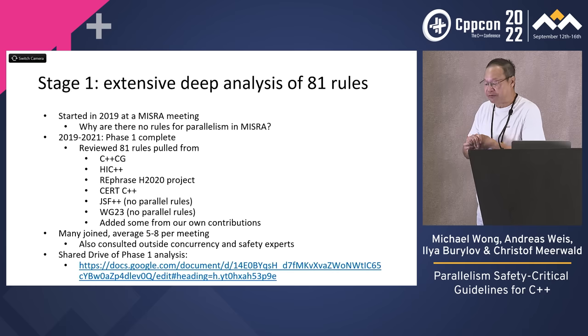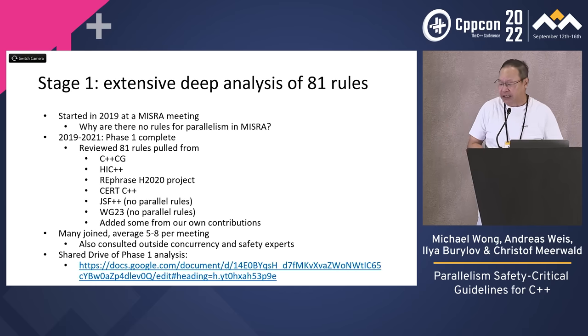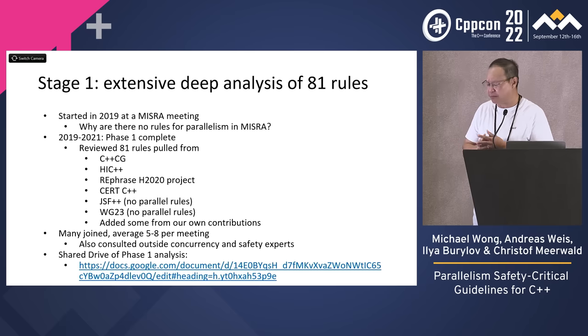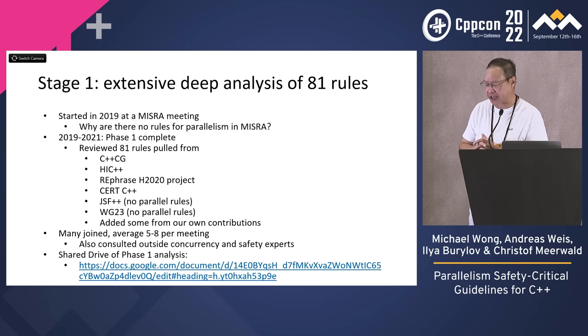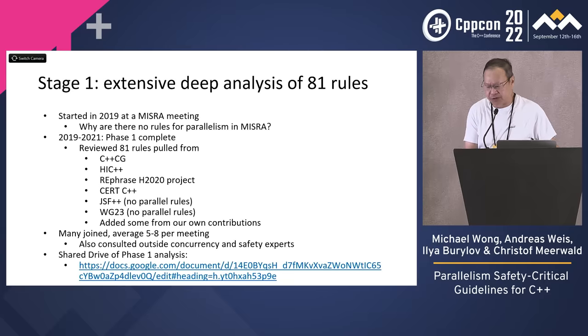By 2021, phase one was complete. Last year's talk revealed some of these phase one rules. These are where they come from. They come from everywhere: High Integrity C++, MISRA, CERT, JSF, a whole bunch of things. And there's a link there for the phase one analysis, which is public.